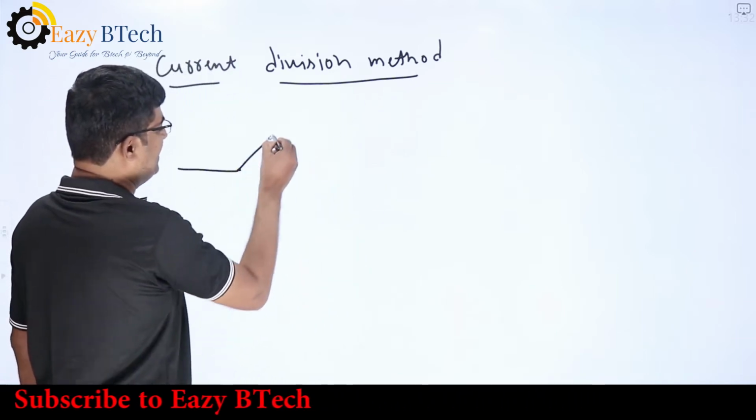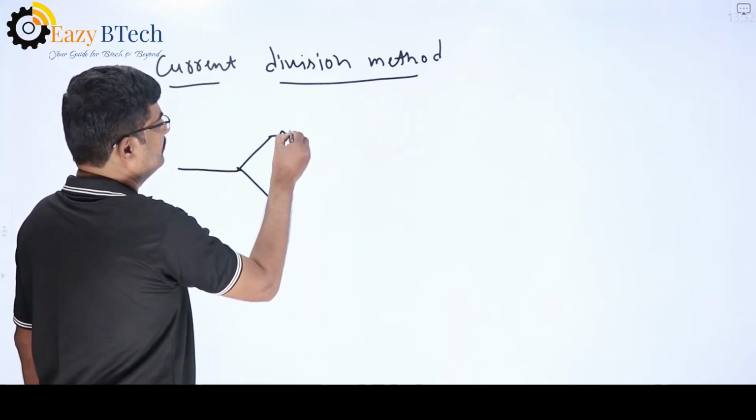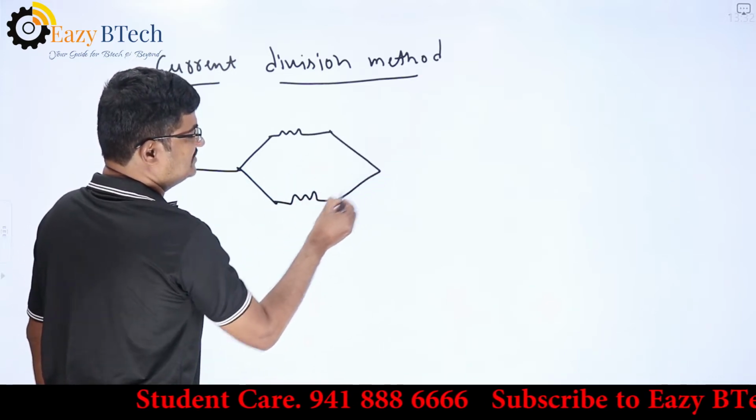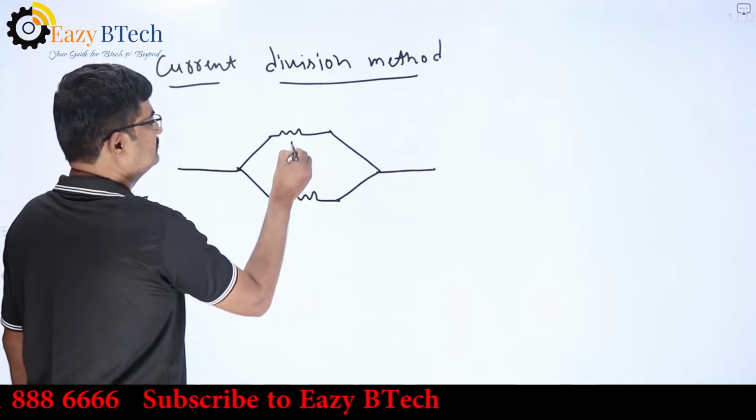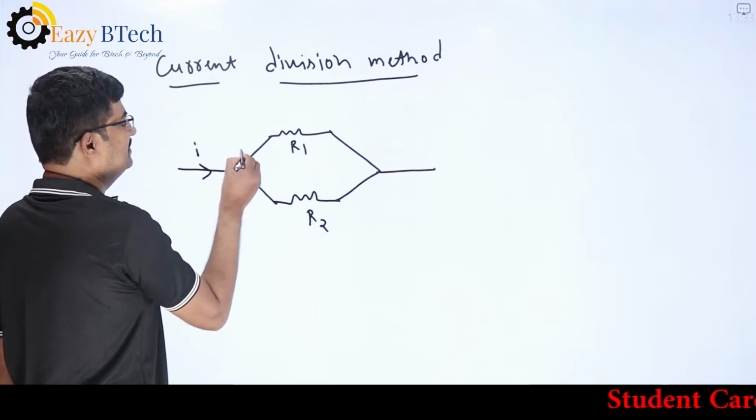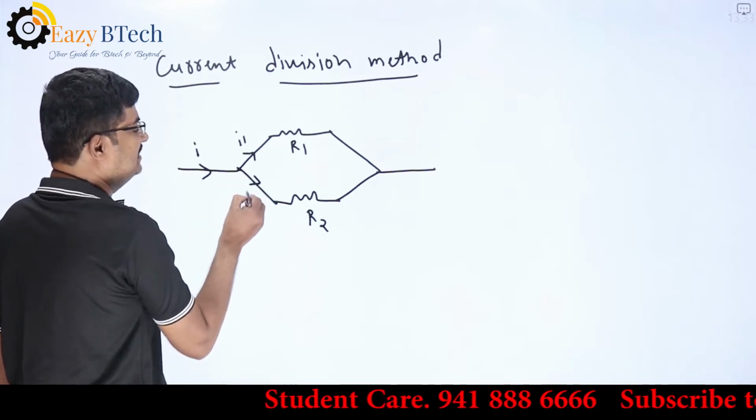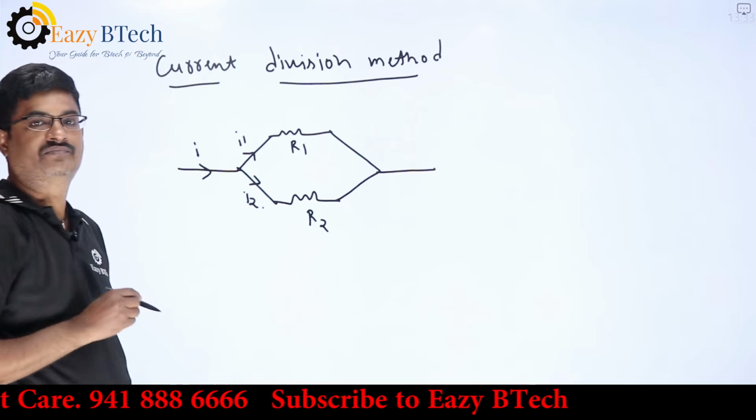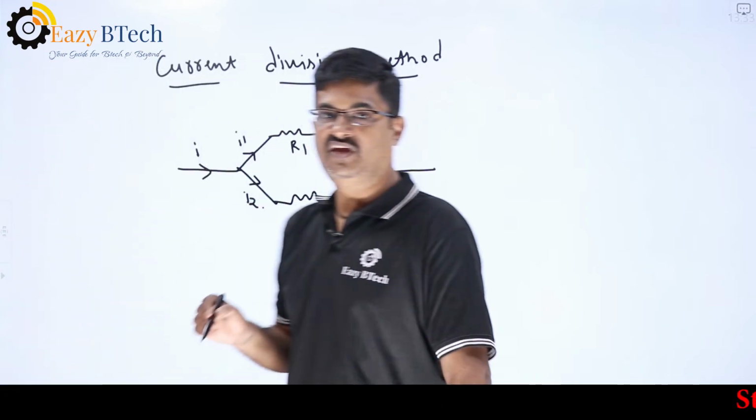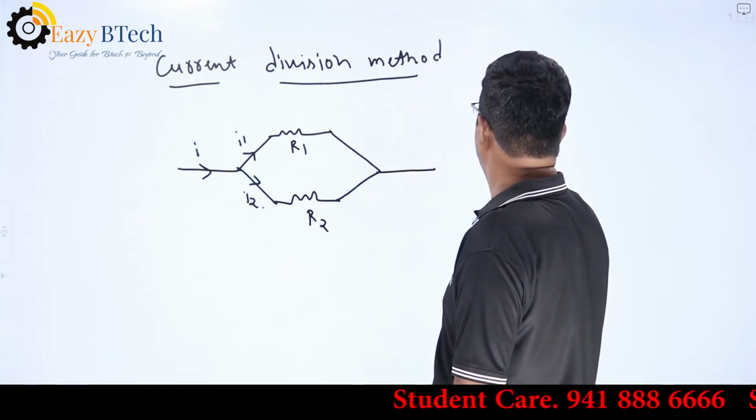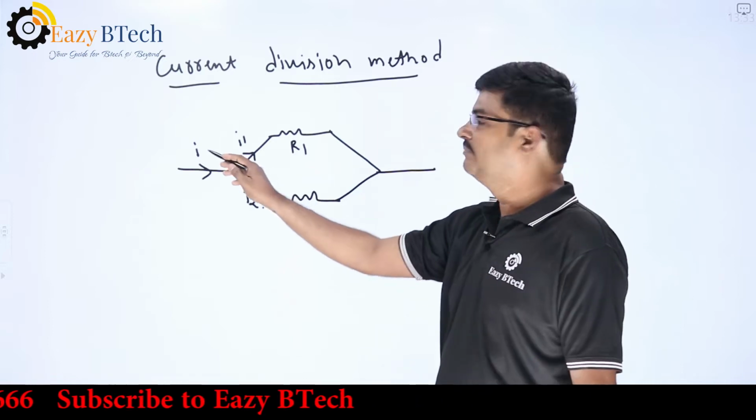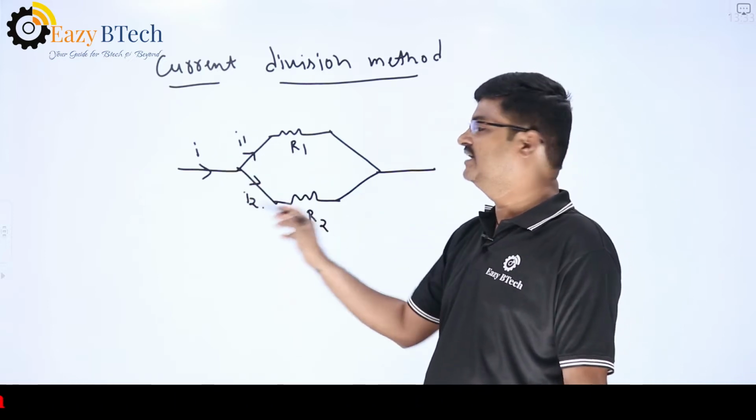Suppose I have two resistors, this is R1, this is R2. Here my total current is I. It has divided as I1, and here my current has divided as I2. Now my question is, the total current I is equal to I1 plus I2. Here I have seen that my total current I is divided into I1 and I2.